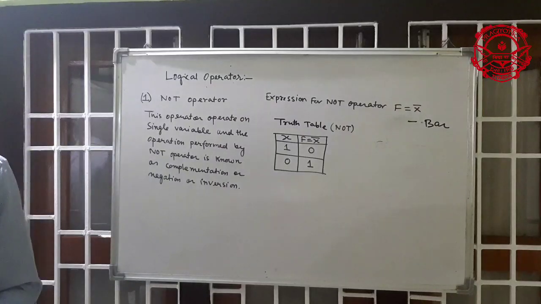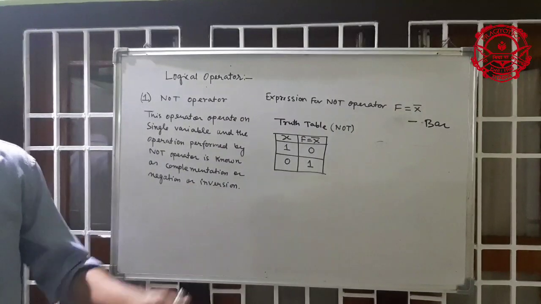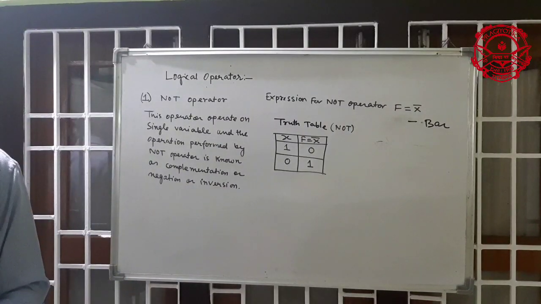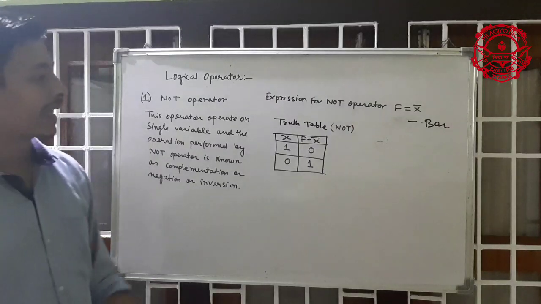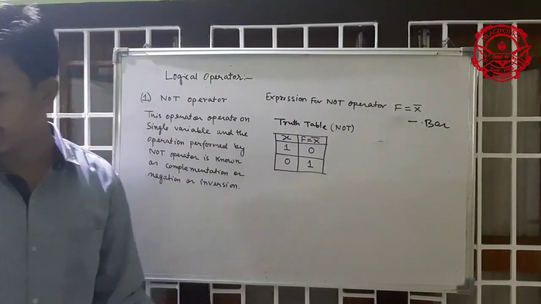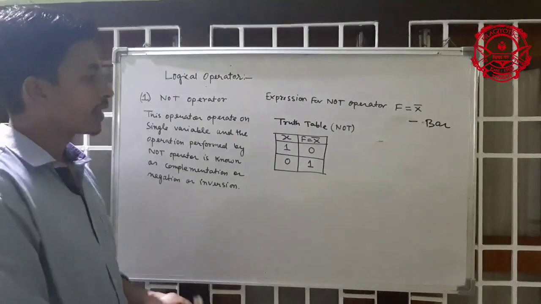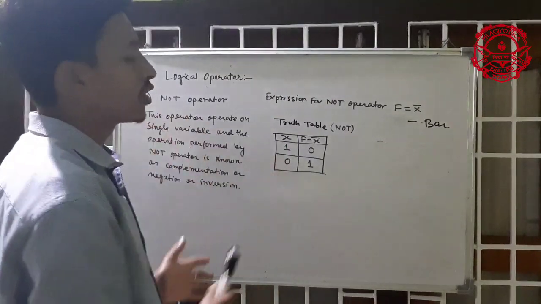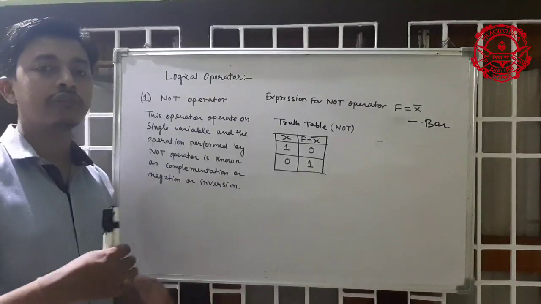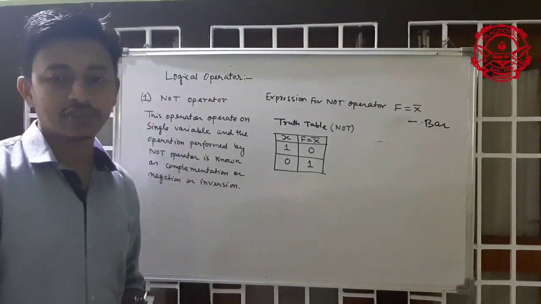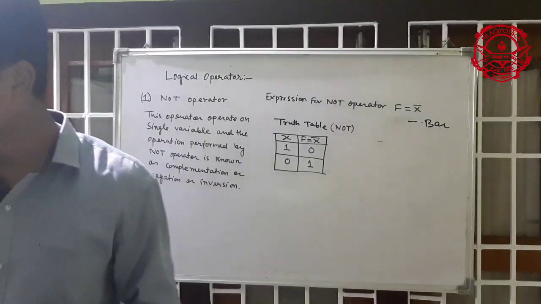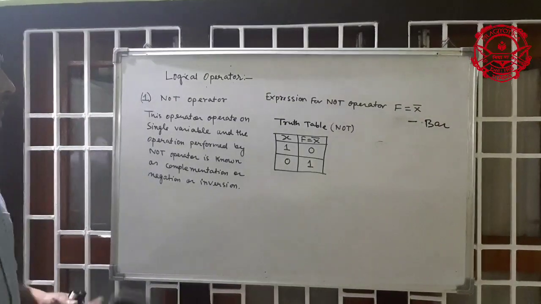Here you can see x is the input and f is the output of its operation. So this is called NOT operator. NOT operator is basically used to reverse the original condition. Okay, now next is AND operator.